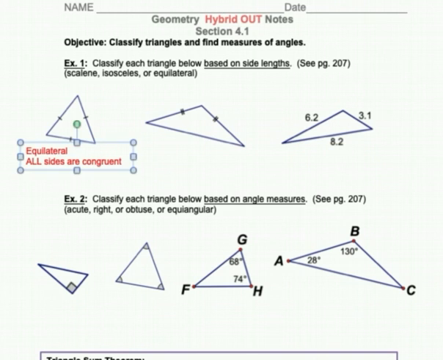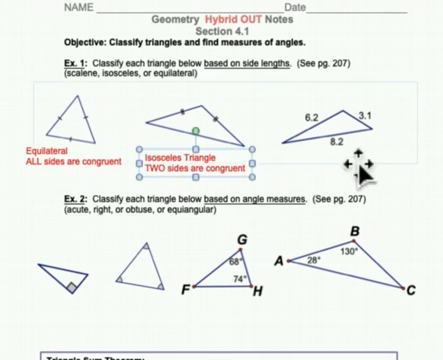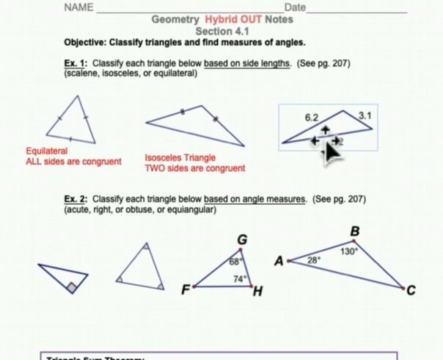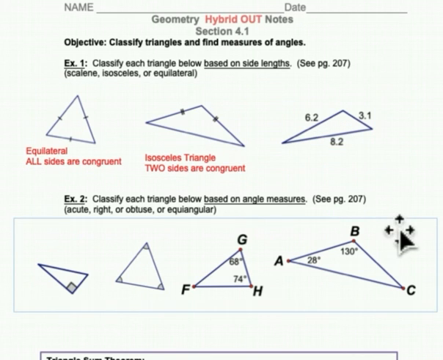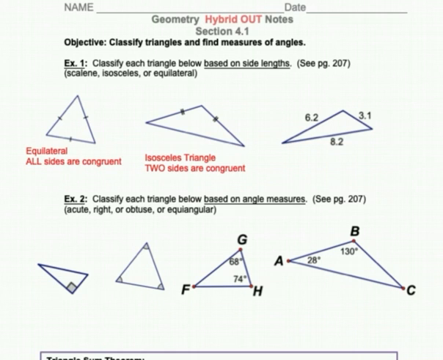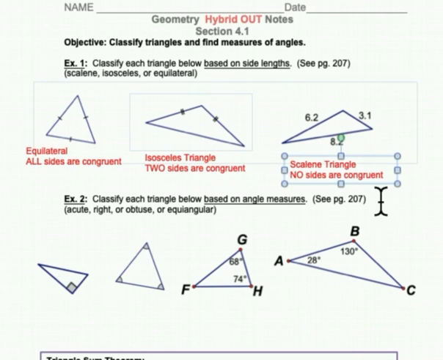The first triangle has markings to indicate that all 3 sides are the same length. Since all sides are congruent, that's considered an equilateral triangle, a word you're already familiar with. The second triangle has 2 sides marked congruent, so we call that an isosceles triangle because it has 2 sides that are congruent. And this third triangle, we have no sides congruent, so we call that a scalene triangle, no congruent sides.